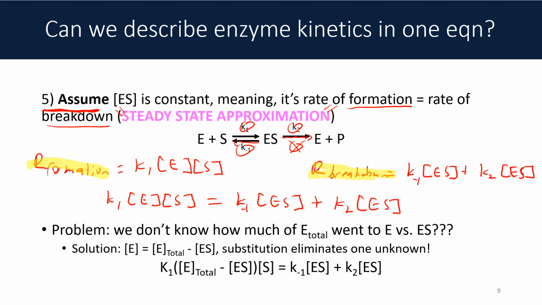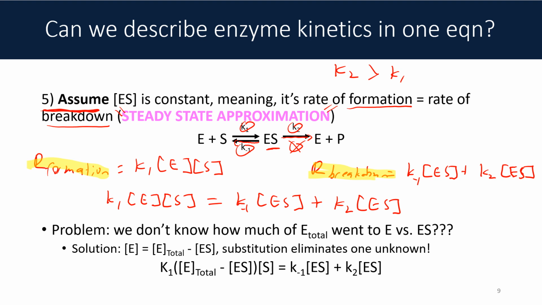The steady state approximation is really neat because it implies that K2 will exceed K1. The formation of ES will be the slow step, and the formation of products will be faster. It means the moment we form enzyme substrate complex, it falls apart to product. That's how we're able to keep this ES steady. Said another way, it will never accumulate.